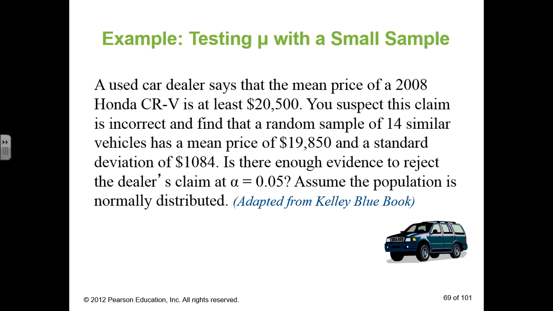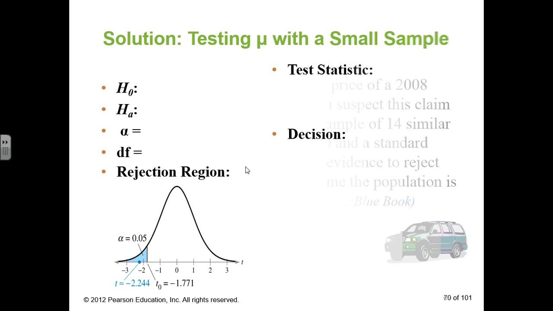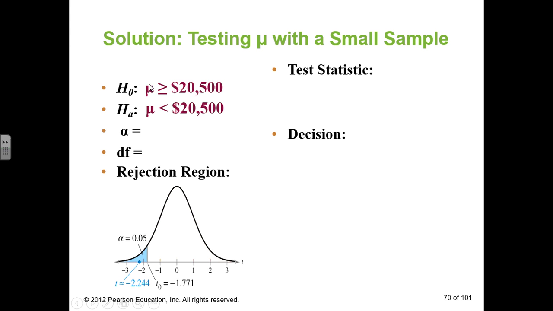So let's look at an example. Suppose a car dealer claims that the mean price is at least $20,500. At least is greater than or equal to, so our claim is the null hypothesis. And so we go out and take a sample of 14 vehicles and find the sample mean is 19,850 with a standard deviation of 1,084. We're going to use the significance level of 0.05 to test the dealer's claim. So remember, the claim was at least, which means greater than or equal to. Its complement is less than 20,500.